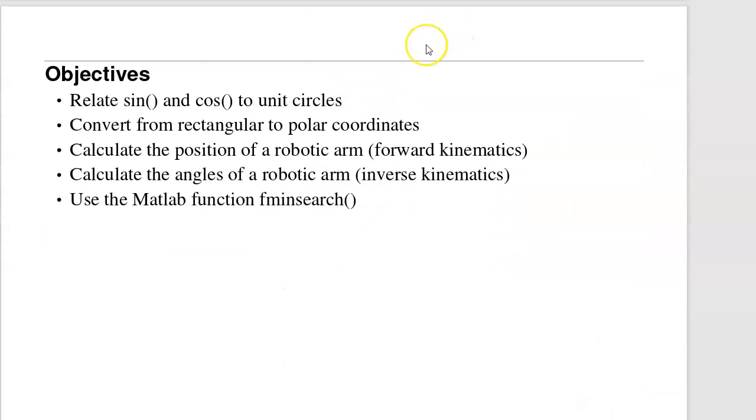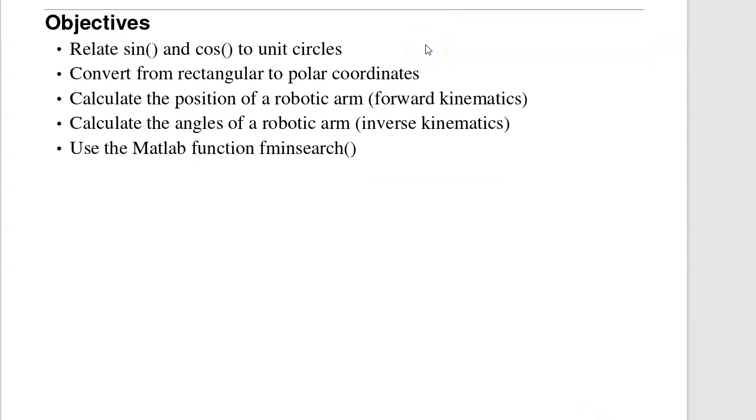The objective here is to relate sine and cosine to unit circles, convert from rectangular to polar coordinates, calculate the position of a robotic arm, given the joint angles, calculate the angles of the robotic arm, given the tip position, and use the MATLAB function fminsearch.